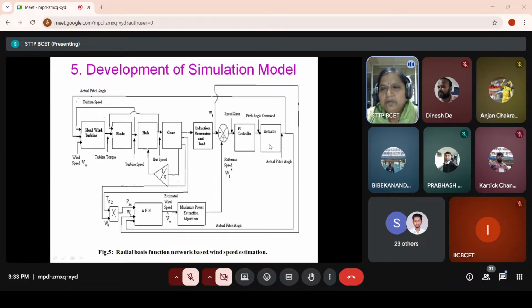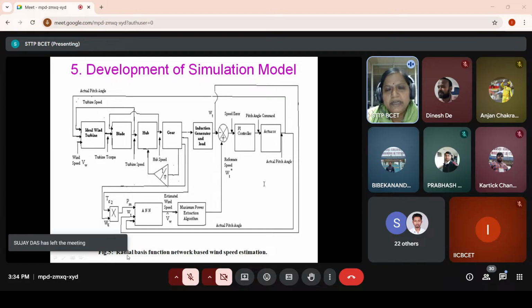To make it a closed loop system, this actual pitch angle is continuously taken and given as an input to the ANN, artificial neural network, where we have incorporated the radial basis function. So beta is continuously being fed. What about omega t? Whatever turbine speed omega t we are getting is continuously fed to the ANN, and also the PM. PM is calculated from here.